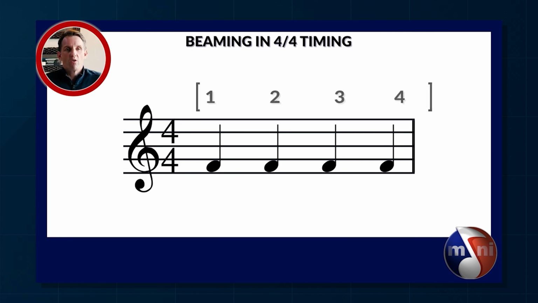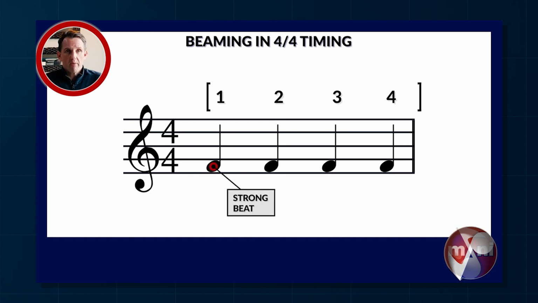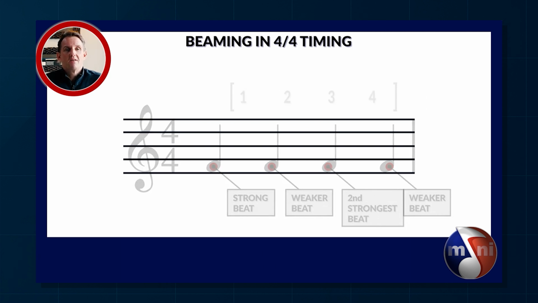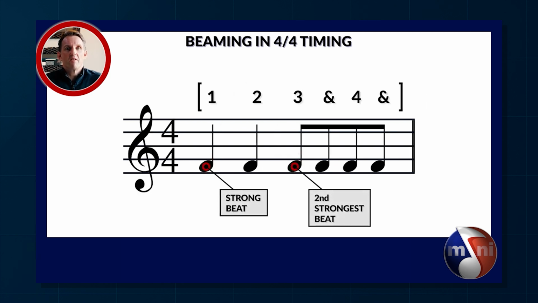Beaming in 4/4 time, there are 4 crotchet or quarter note beats in every bar. The first beat of the bar is the strong beat, while the second and fourth beats are the weak beats. However, the third beat is a secondary strong beat. This means that the first beat of the measure carries the strongest accent. The third beat has a slightly weaker accent.